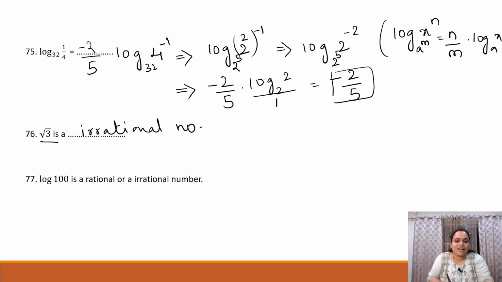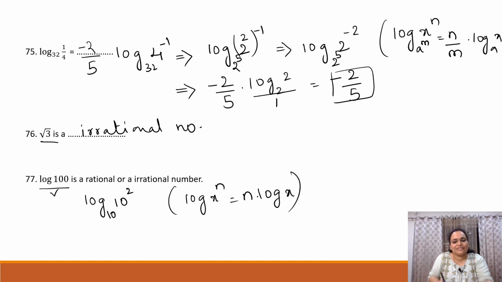We all know that root 3 is an irrational number. Alright. Now we need to find whether log 100 is rational or irrational. So how do we do that? Let's take 100 as 10 square. Right? See, if you observe carefully, they have not mentioned the base for this. Okay, they have only given log 100. If they do not mention the base, we can take it as 10. Right? It is a common logarithm. Now it is in the form of log x power n, that is n into log x. So this will be 2 into log 10 to the base 10, which is 1. So the answer is 2.